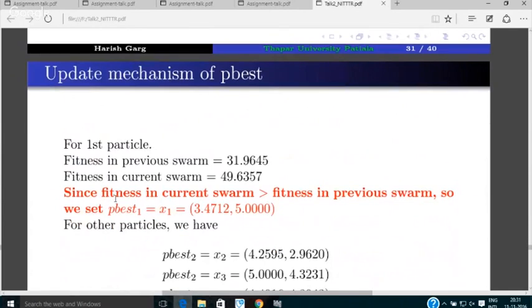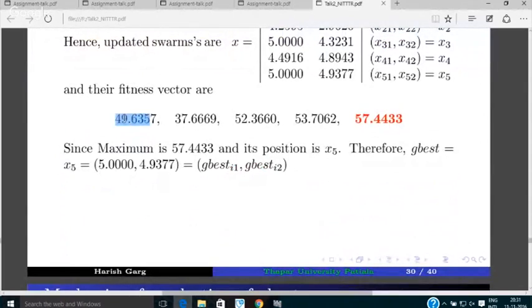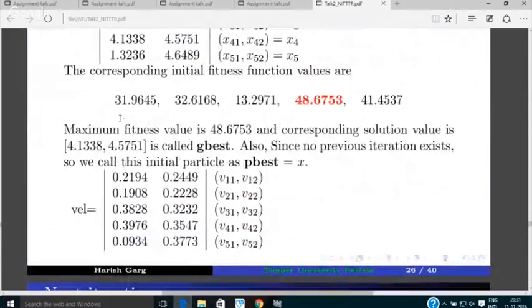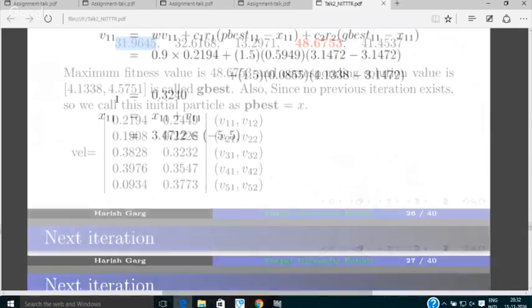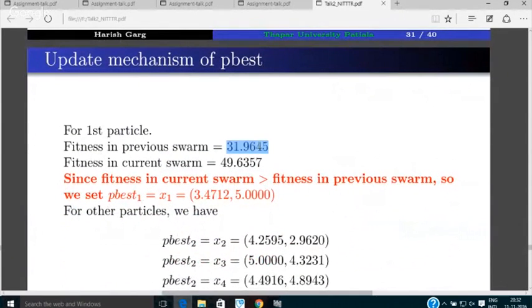Now for the first particle, compare local wise, this one, P. Here for the first particle, the number is 49.6357. What about the previous? Was there any step before this? Because this is the second equation. So compare this 49.6357 with your previous value P. The previous value corresponding to the first element is 31 point. The new value is better than the previous value, so replace the first position with the new value. Look at the slide: the previous fitness value is 31.9645 and the new value is 49.65, and again our target is to maximize that.